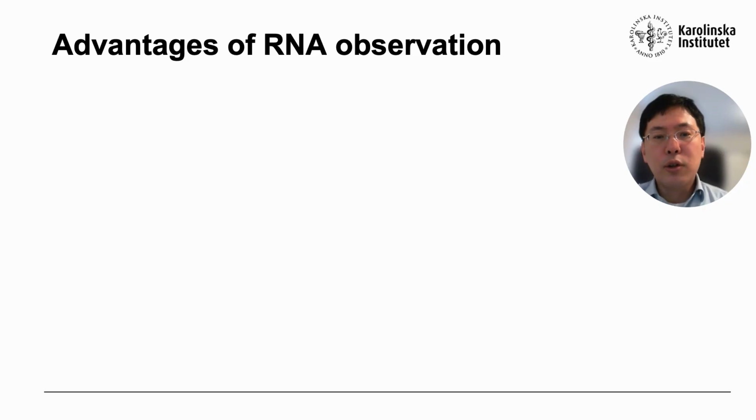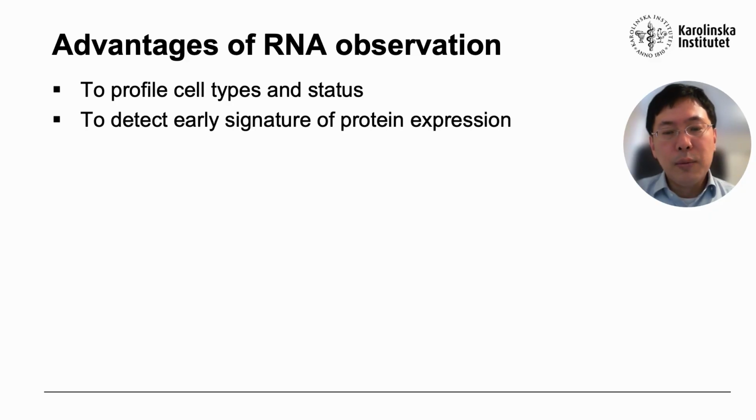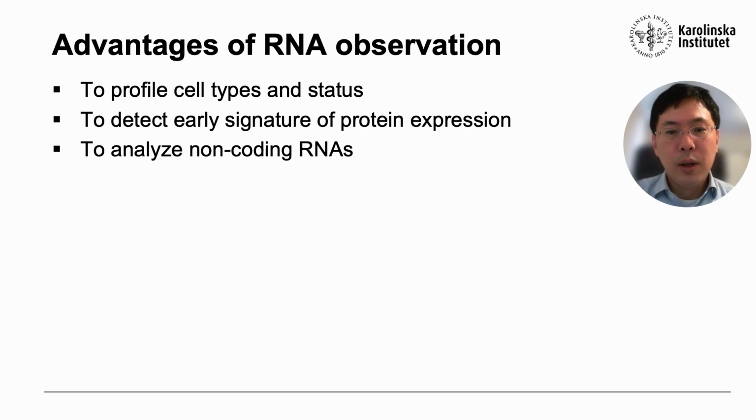Let's begin with the introduction. RNA molecules play a central role in cell biology as essential intermediates in gene expression. They carry genetic information from DNA to direct protein synthesis, and they are widely used as indicators of cellular status. Because RNA is often expressed earlier than proteins, it serves as an early indicator of gene activity. Additionally, non-coding RNAs play diverse functional roles beyond protein coding. For these reasons, visualizing RNA is essential for understanding cell biology.